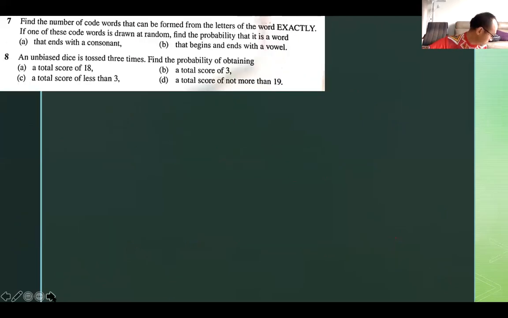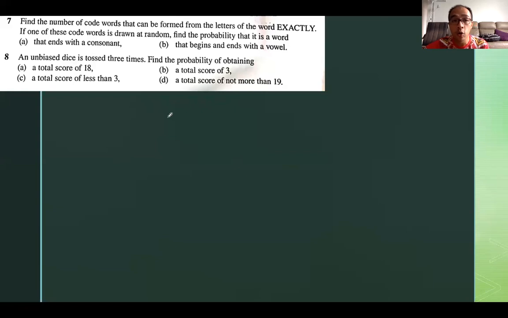Okay, let's take a look at slightly more difficult questions. Question number 7. This is Shane's favorite word. Find the number of code words that can be formed from the letters of the word EXACTLY. How many letters do you have? 1, 2, 3, 4, 5, 6, 7.